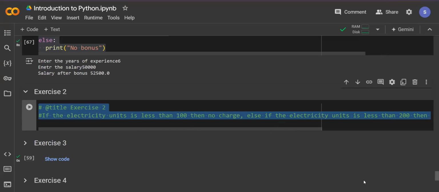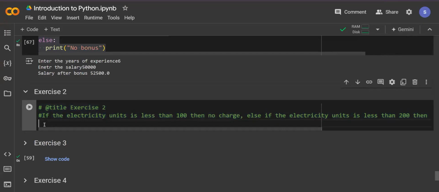If you're doing it by yourself, then you can start right away. I'll quickly share this question in the chat box. If you are not able to do it, let's understand how to do this problem.